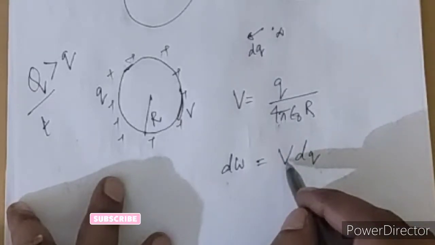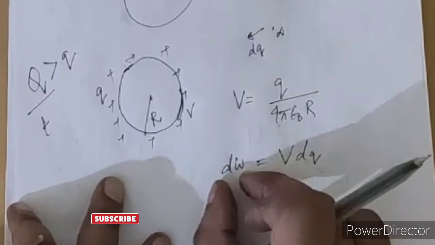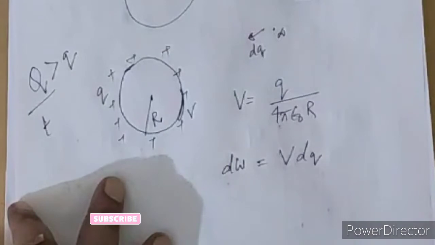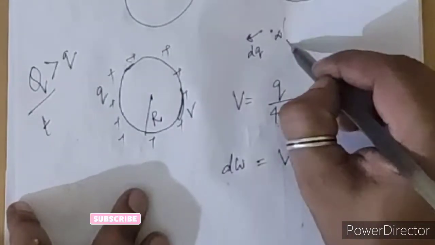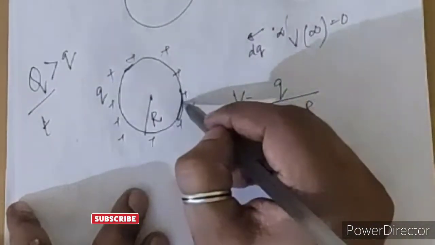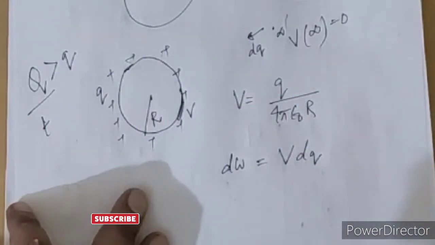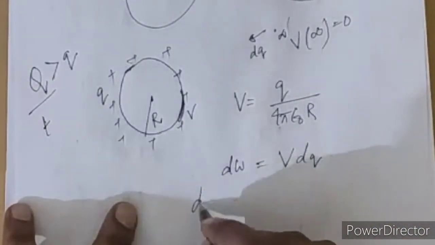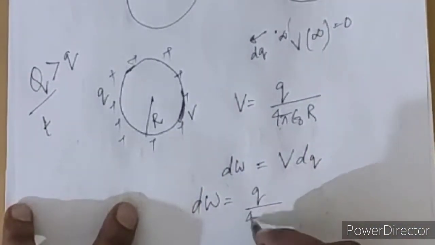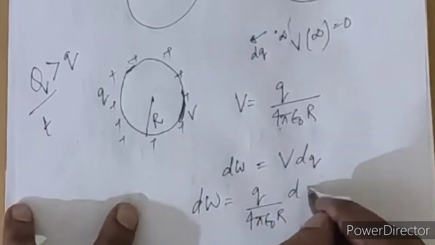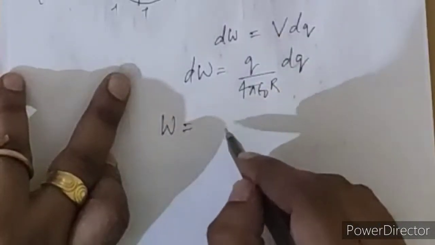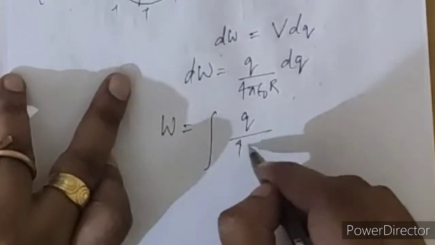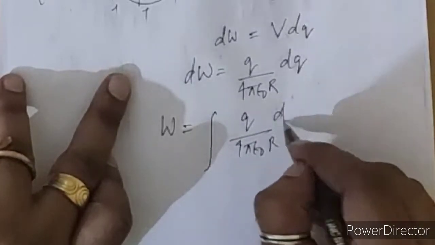Basically potential difference is calculated by work done per unit charge in bringing it from infinity to this place. At infinity we have potential as 0, here we have potential as V. So potential difference is V minus 0, that is V. Now work done will be q over 4 pi epsilon naught R dq. To calculate the complete work done, we integrate q over 4 pi epsilon naught R dq.